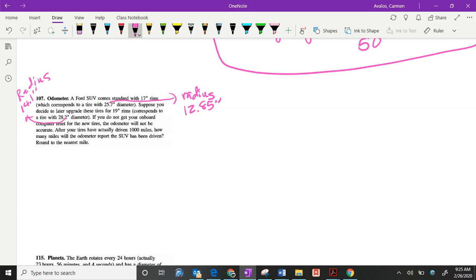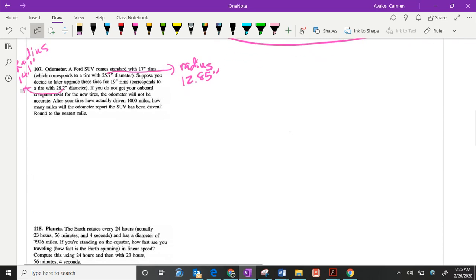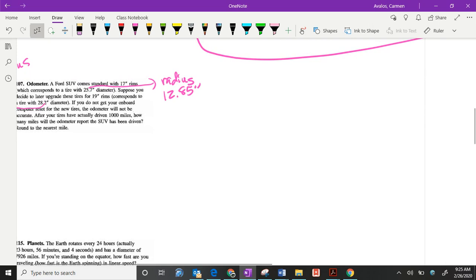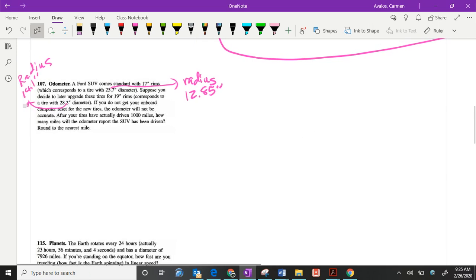And so what we are trying to find here is if they're traveling after the tires have actually driven 1,000 miles, how many miles will the odometer report has been driven? So they've changed the tires from 17 to 19, so the tires are bigger. So we need to actually see whether the odometer is going to give us the right answer on there. So if we're traveling 1,000 miles on the regular 17-inch, we first need to figure out the miles in inches because when we calculate it has to be in inches there.